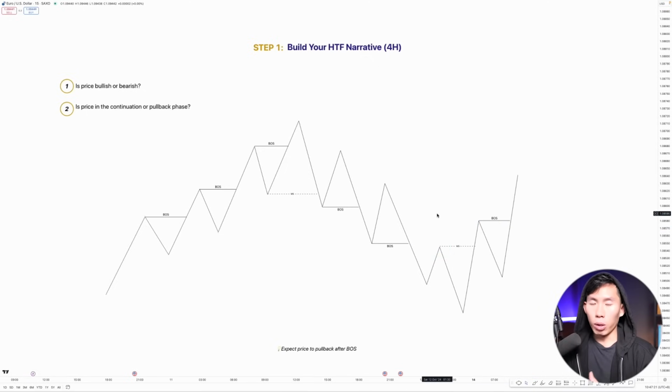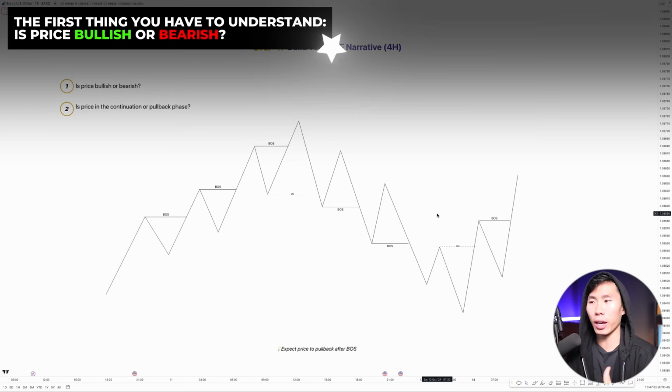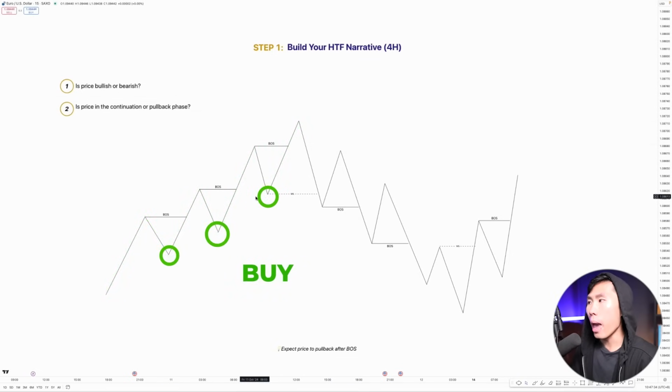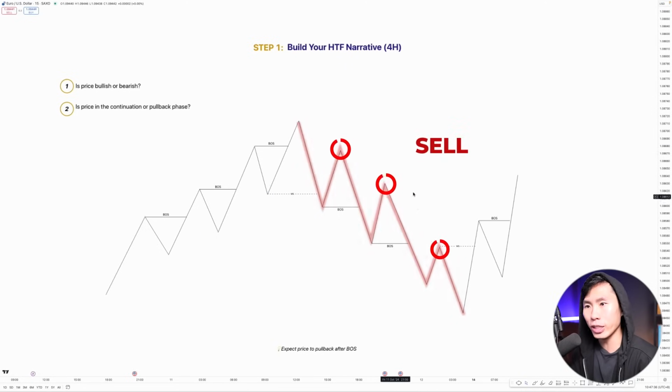So this is just how the price moves, right? This is just how the market works. That's the first thing you must understand, right? Is to really identify whether price is bullish or bearish right now, because we want to trade with the trend. If price is bullish, ideally we want to buy at all these higher lows, and if price is bearish, we want to sell at these lower highs.